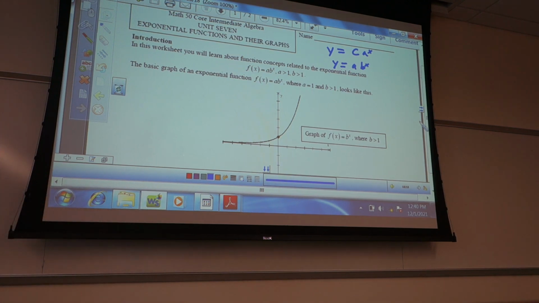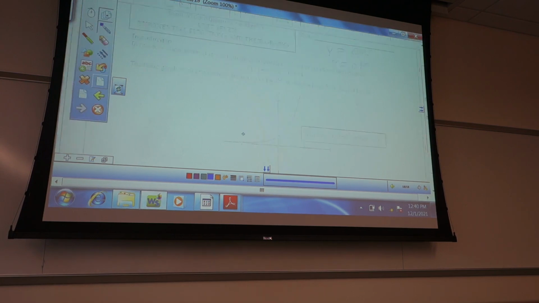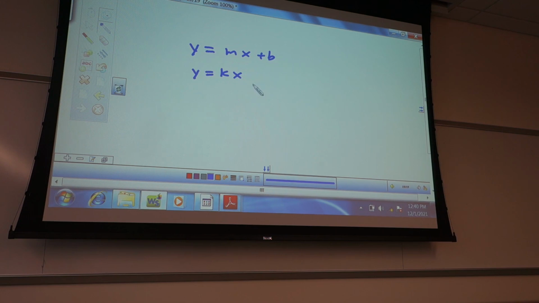Just as a second ago, if you folks remember, y equals mx plus b, right? You all know that as a linear one. Y equals kx is really the same formula. It's just that b is 0, and m is what we're calling k. That's all. It's the same formula. Linear.